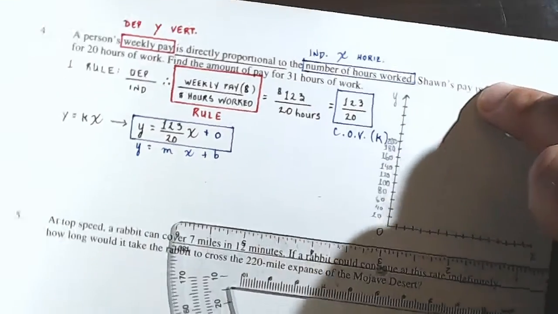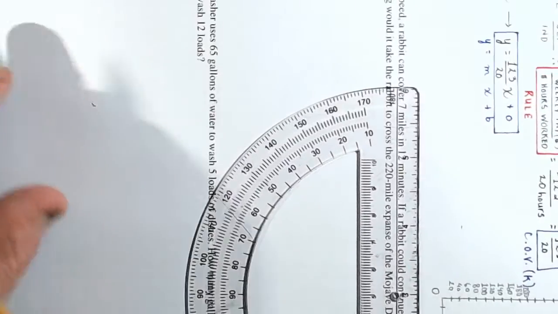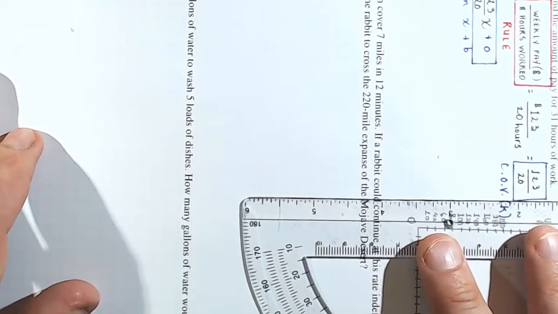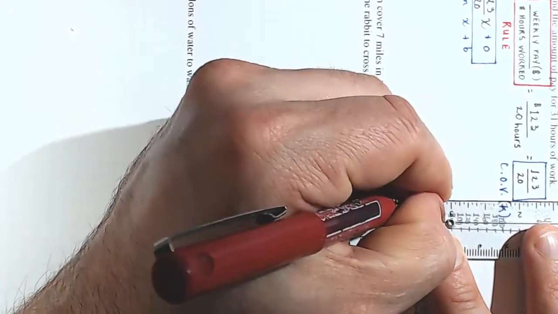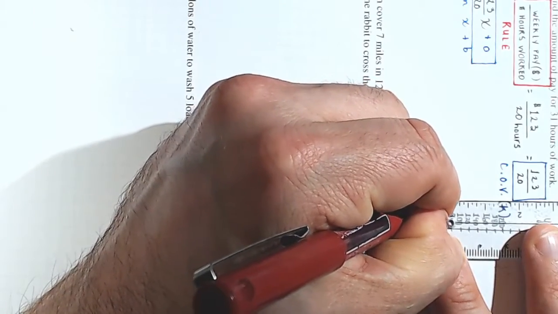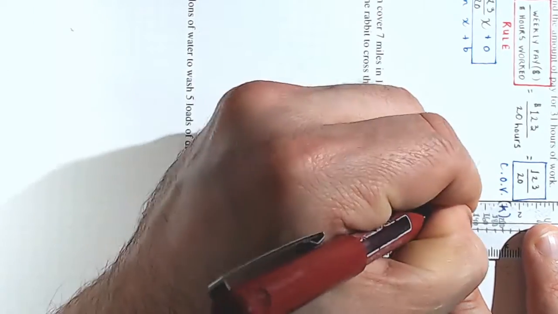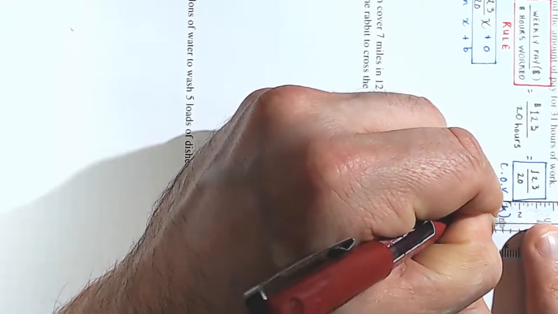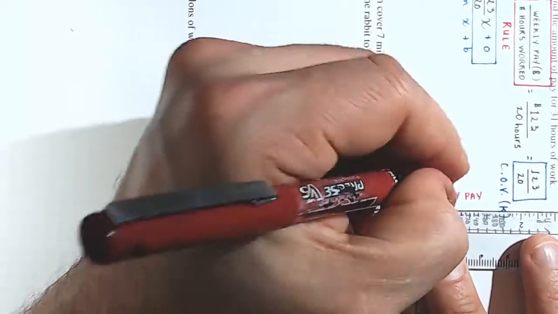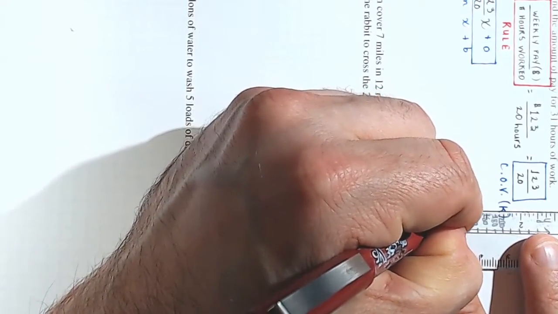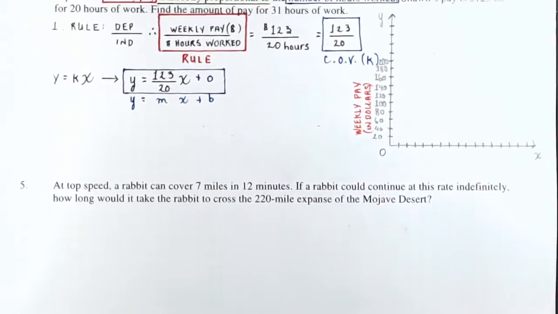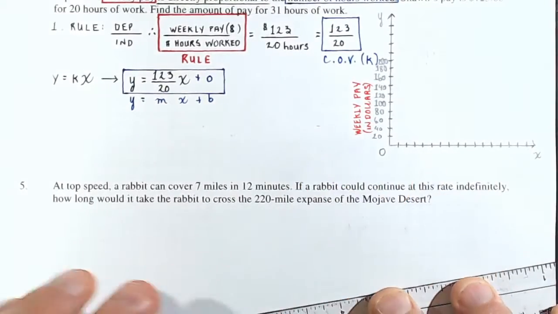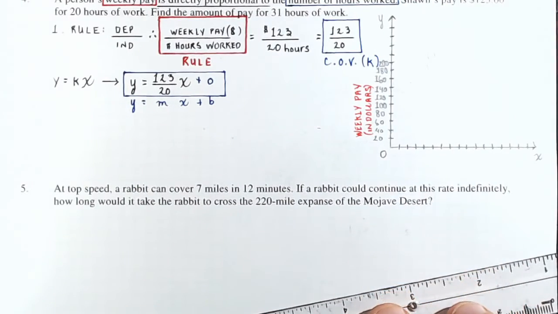And I'm going to turn the page now like this and label this y-axis. I'm going to label this y-axis weekly pay. Okay, weekly pay in dollars. Okay, so that's the money axis. Now we do the horizontal axis, which is hours, number of hours worked.